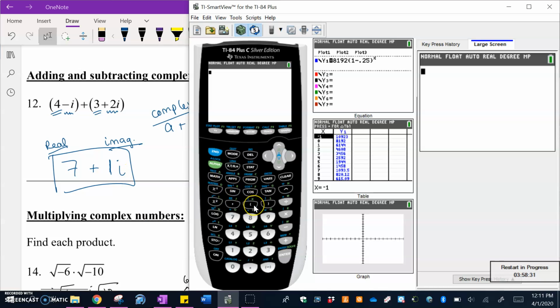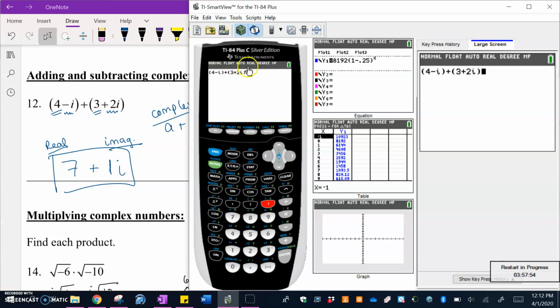If you have a graphing calculator, honestly, it's good enough for me, just you typing them in and showing me that you are understanding how to use your calculator in that way. So we're going to do 4 minus i. I'm going to keep it in parentheses. Let's try that again. My calculator froze. So I'm going to do 4 minus i. To get to the i I have to hit second and then the decimal point, and then plus 3 plus 2i.